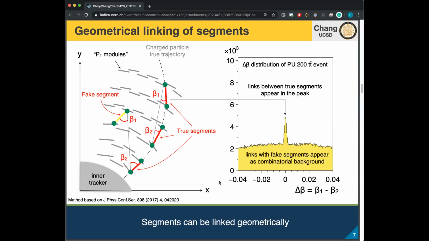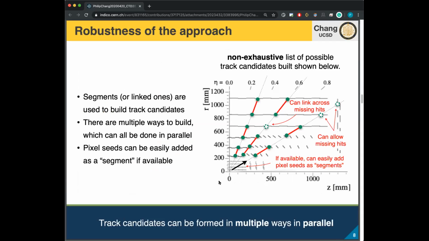So these segments, given that they have a direction, can be linked geometrically, and again, these things can be done in parallel.